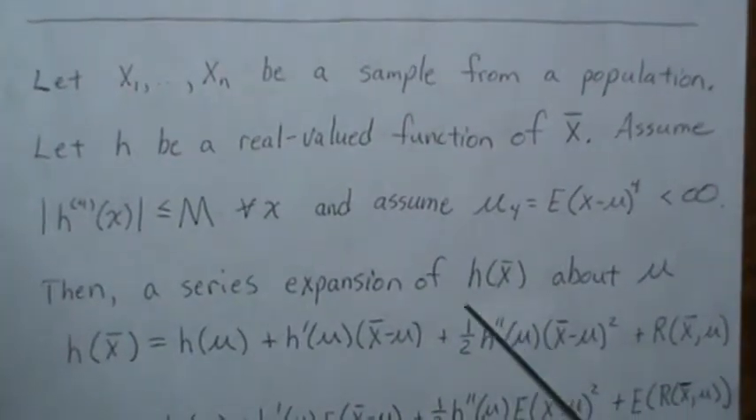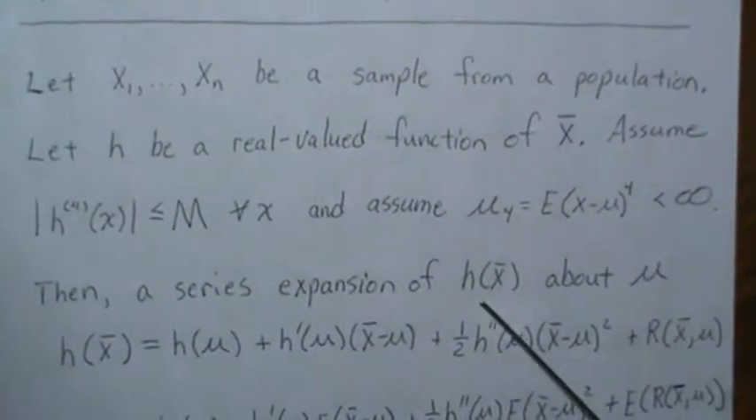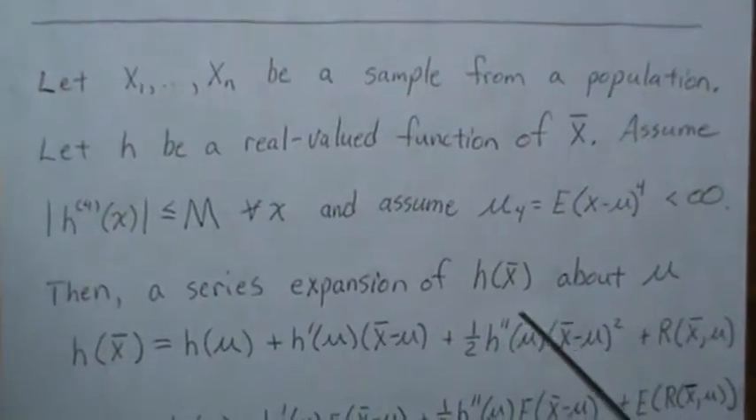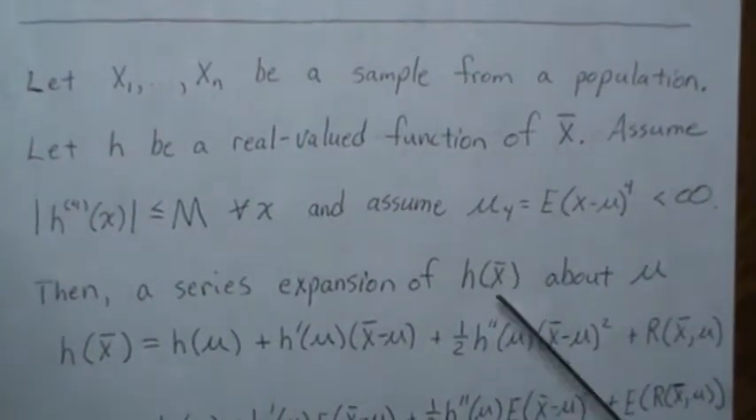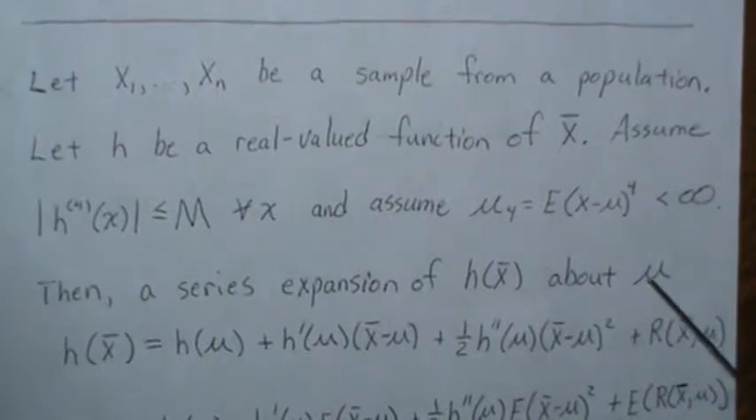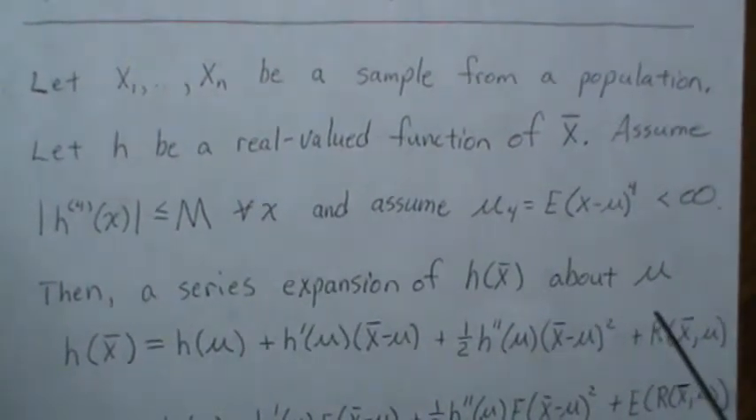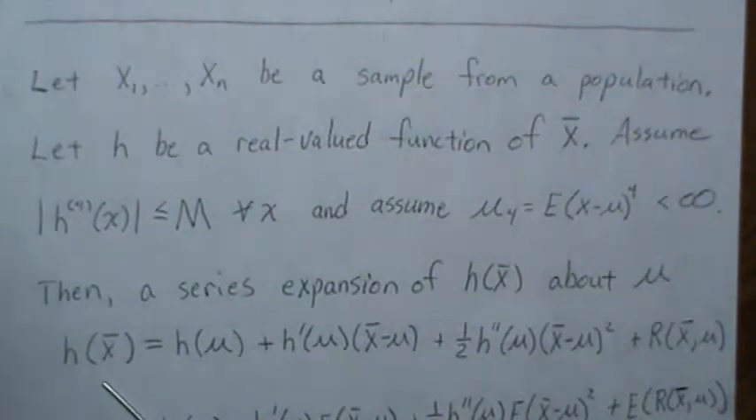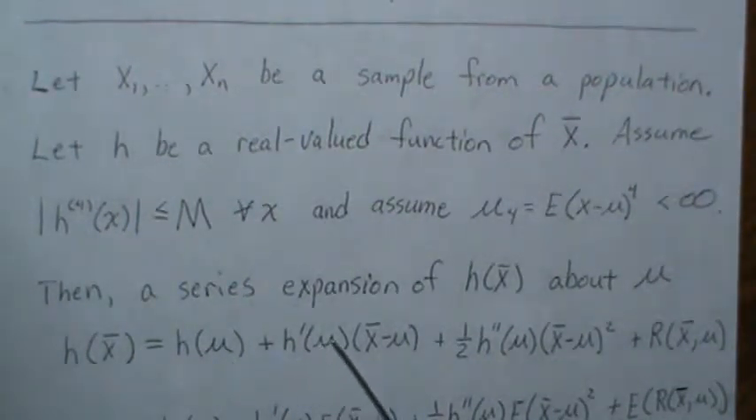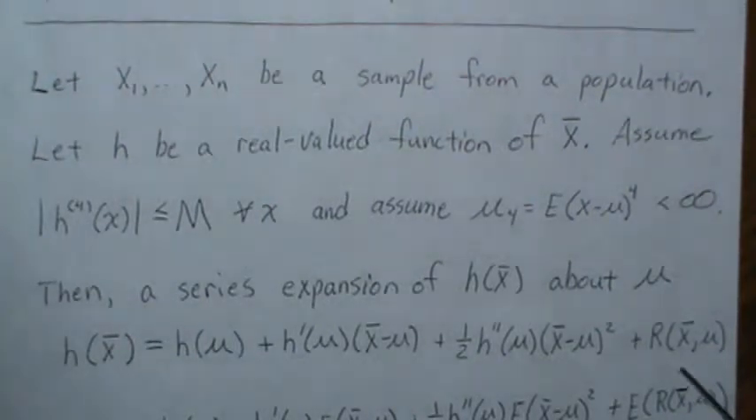Then a series expansion of our function h of x bar about the mean mu, and the mean of these x's is this, is equal to h of mu plus the first derivative times this, plus 1/2 the second derivative times this, plus more terms this way.